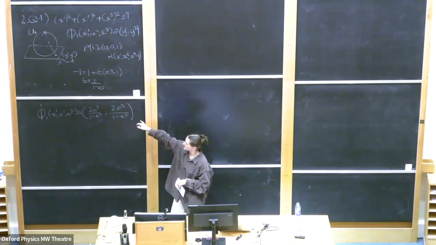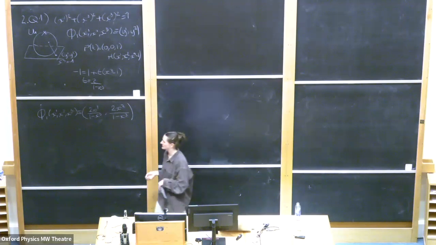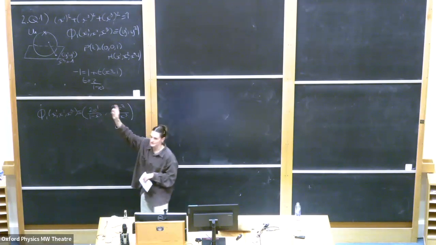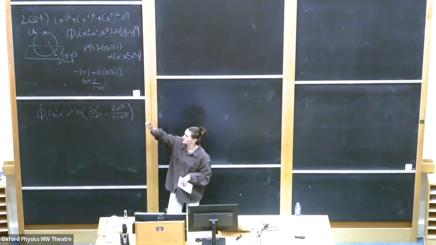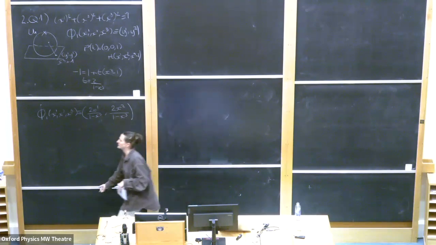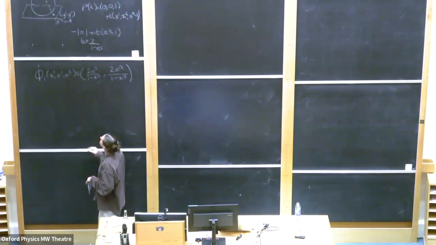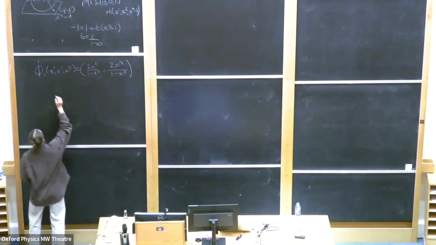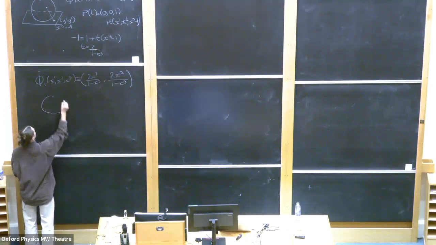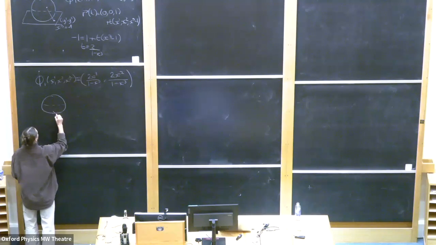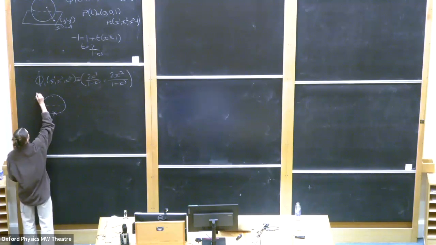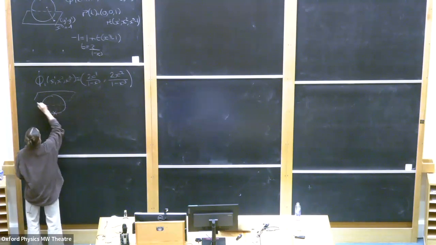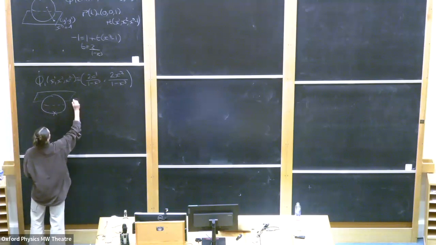So this is our first chart in our atlas, and we need to find a second chart. Basically, we're going to do the exact same thing, but instead of removing the North Pole, we can remove the South Pole this time, and we're going to consider the plane x3 is equal to +1.